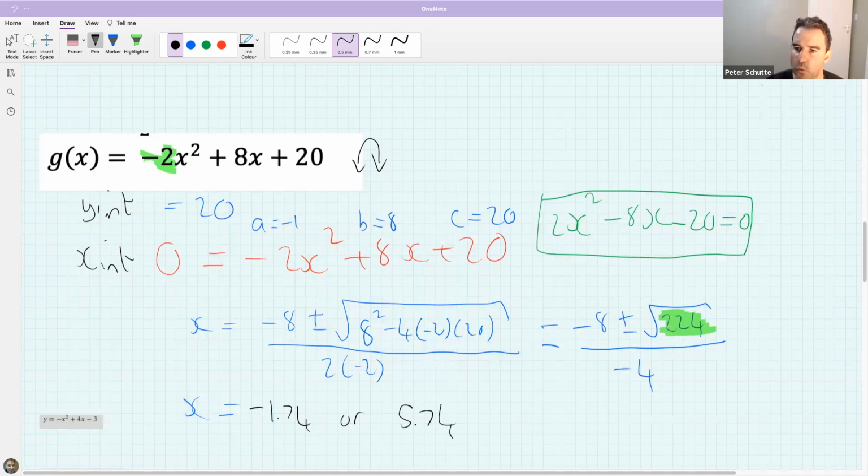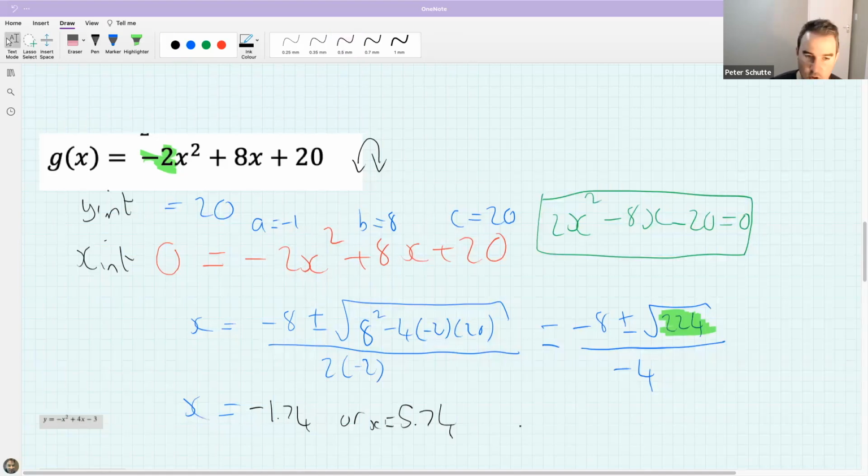So what we have is minus 8 plus the square root of that divided by minus 4, and minus 8 minus the square root of 224 divided by minus 4. And we should get that x is equal to those two. Now, on some calculators, you'll get it in terms of surds, so you can also do that. Some of you will have divided by minus 2.